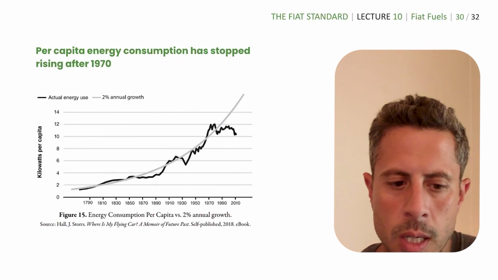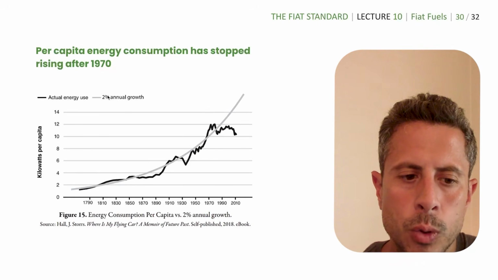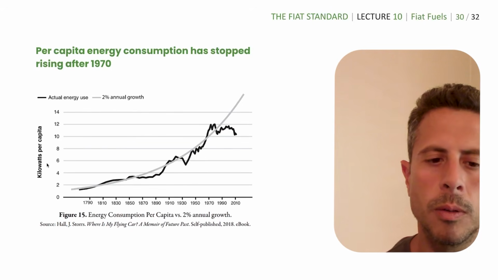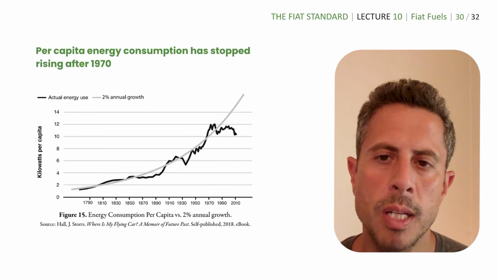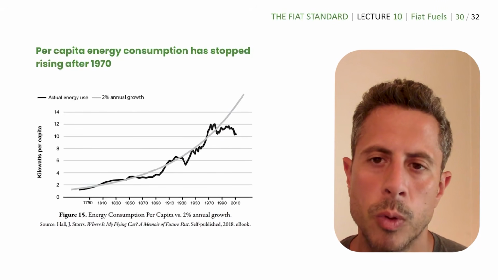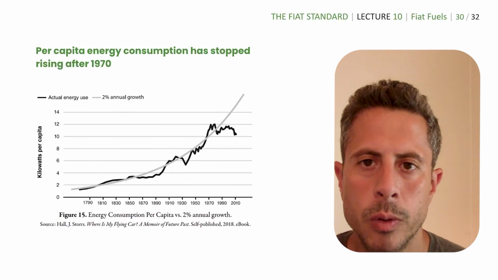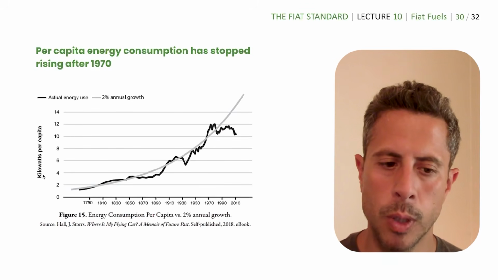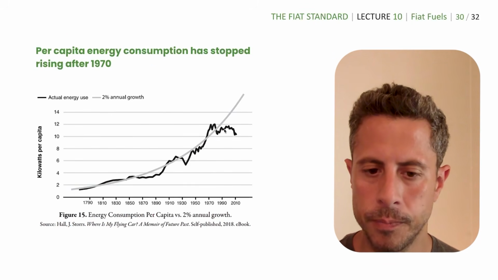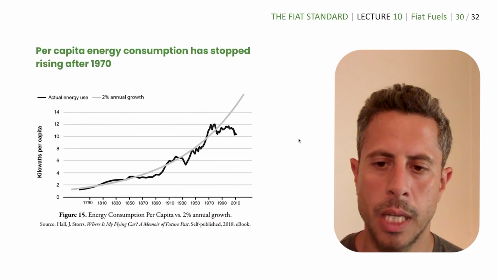since the 1970s. Since the beginning of the Industrial Revolution, there has been a constant trend of 2% annual growth in the kilowatts per capita consumption. So every person on average on Earth consumes 2% more energy per year than they consumed the year before. And this held since the beginning of the Industrial Revolution until the 1970s. Once we got to the 1970s, that trend broke, and now we're basically stuck at around the same level as we were in the 1960s and 70s in terms of kilowatt per capita.